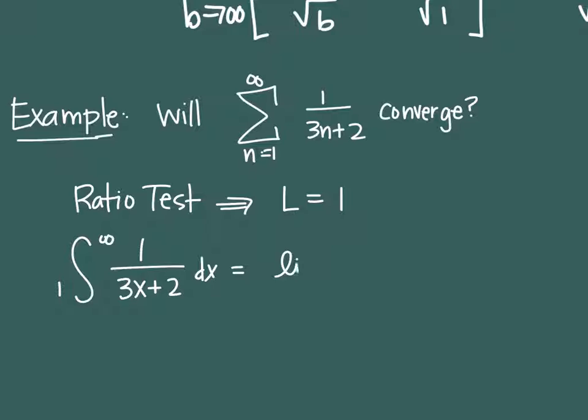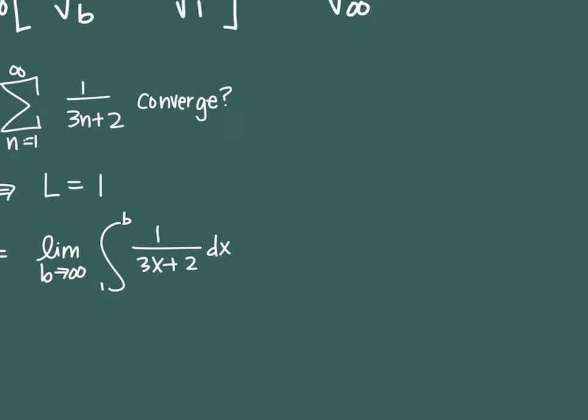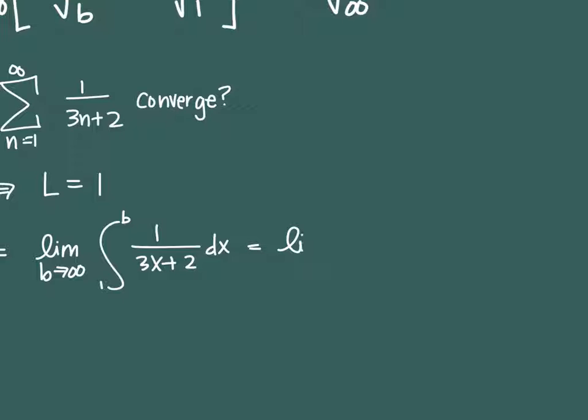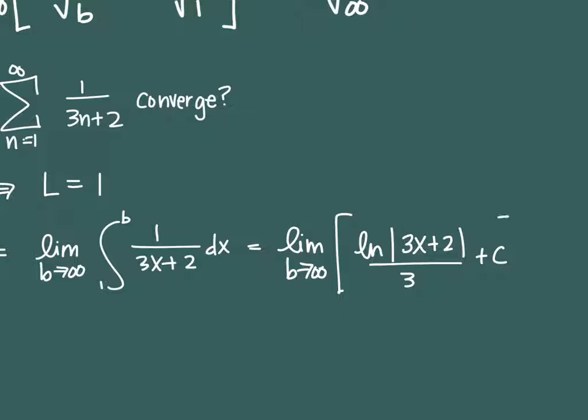So again, swap out your bound. The upper bound will be b, as the limit as b approaches infinity of the integral of 1 over 3x plus 2 dx. This has a very nice antiderivative of the natural log. So this becomes the limit as b approaches infinity of the natural log of the absolute value of 3x plus 2, divided by the chain rule factor of 3, plus c, going from 1 to b.